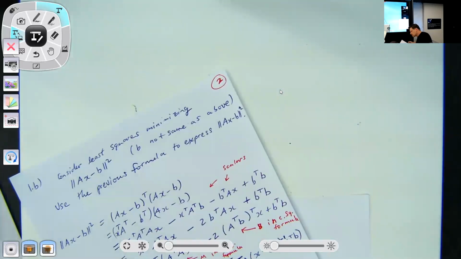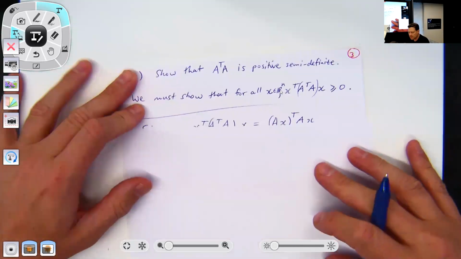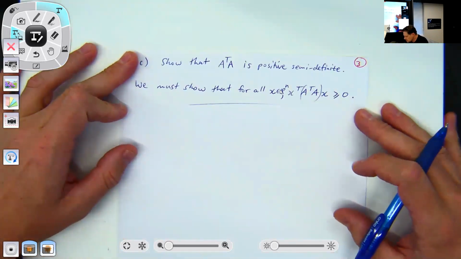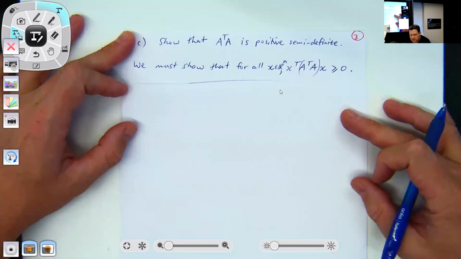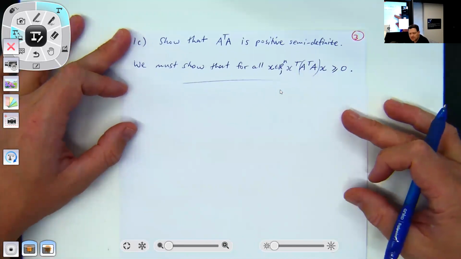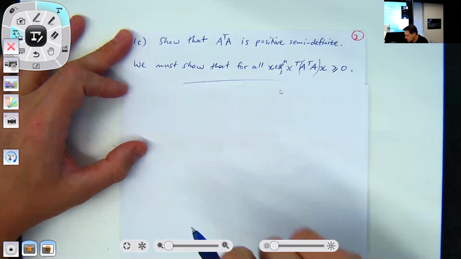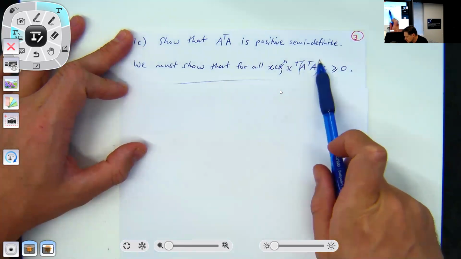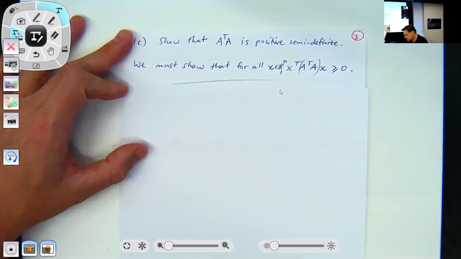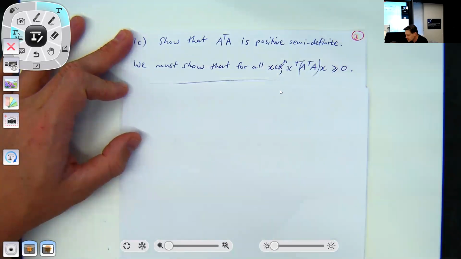So I think I can have a look at the third page. All right, so the next one says, show that A transpose A is positive semi-definite. So what we need to do here is just show that for all X that are column matrices with real entries, X transpose A times X is greater than or equal to 0. So that's just the definition of positive semi-definite.